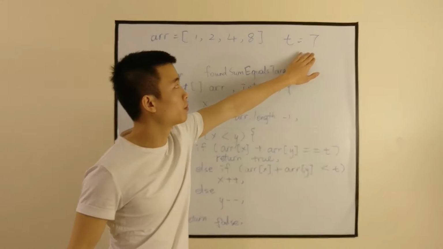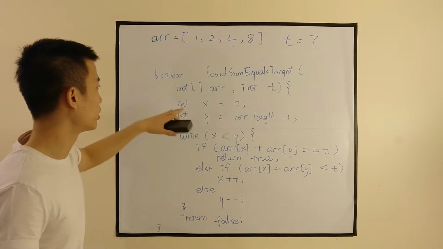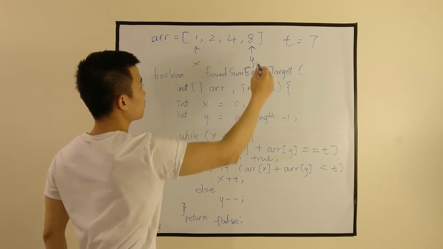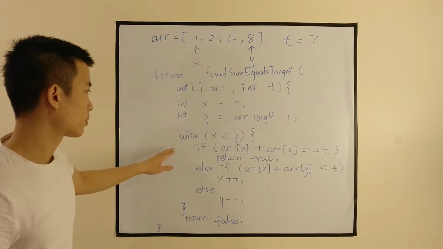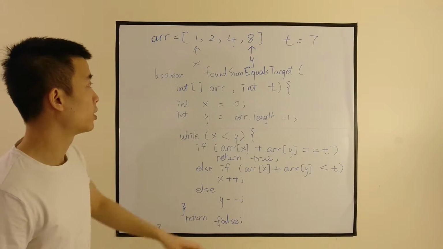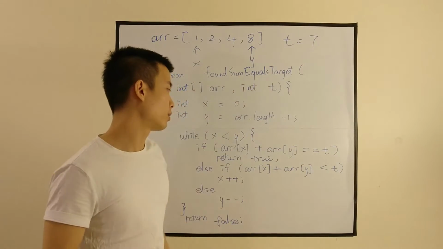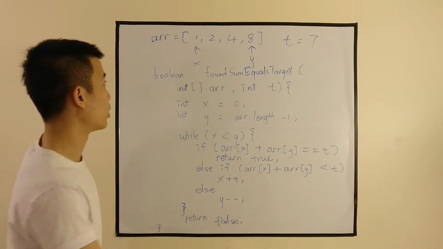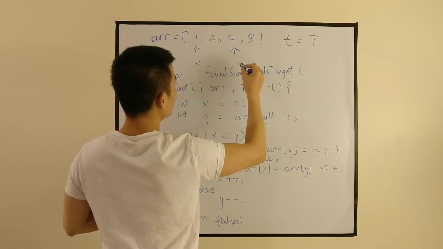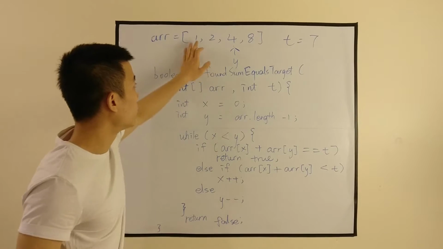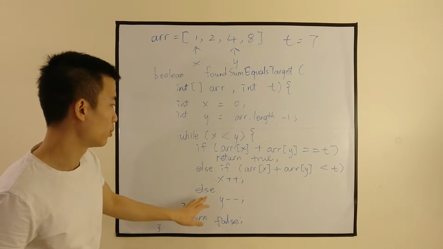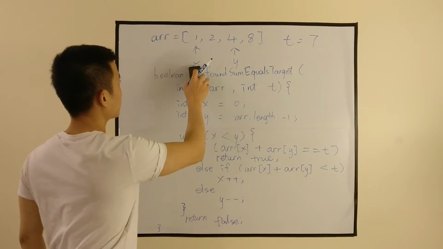Let's try with 7. We're going to have x and y. One plus 8 is equal to 9, which is larger than 7. So we are going to decrement y. One plus 4 is smaller than 7. So we are going to be incrementing x.